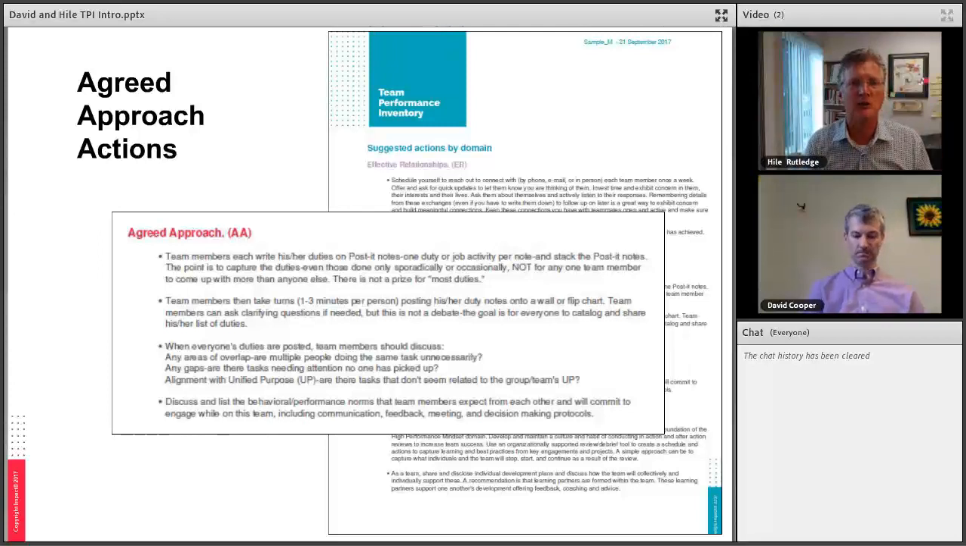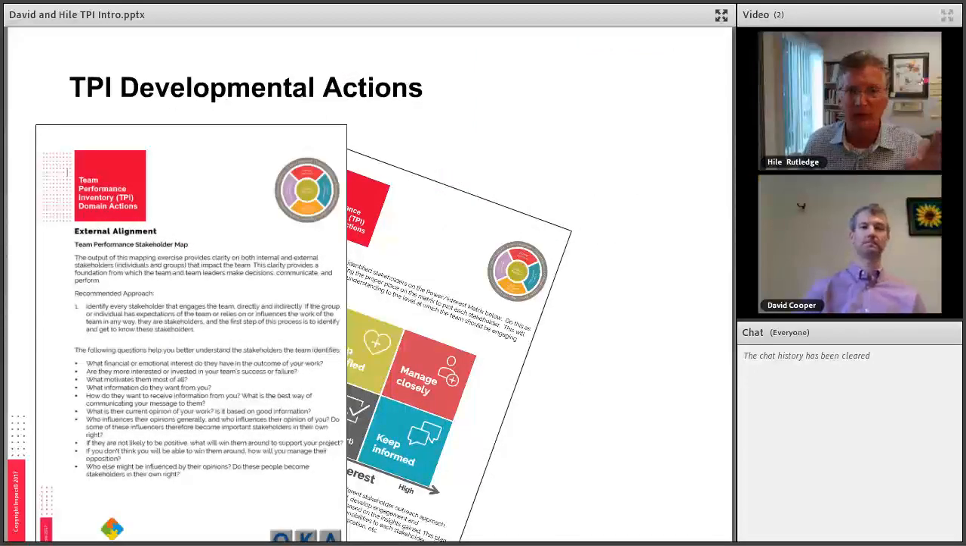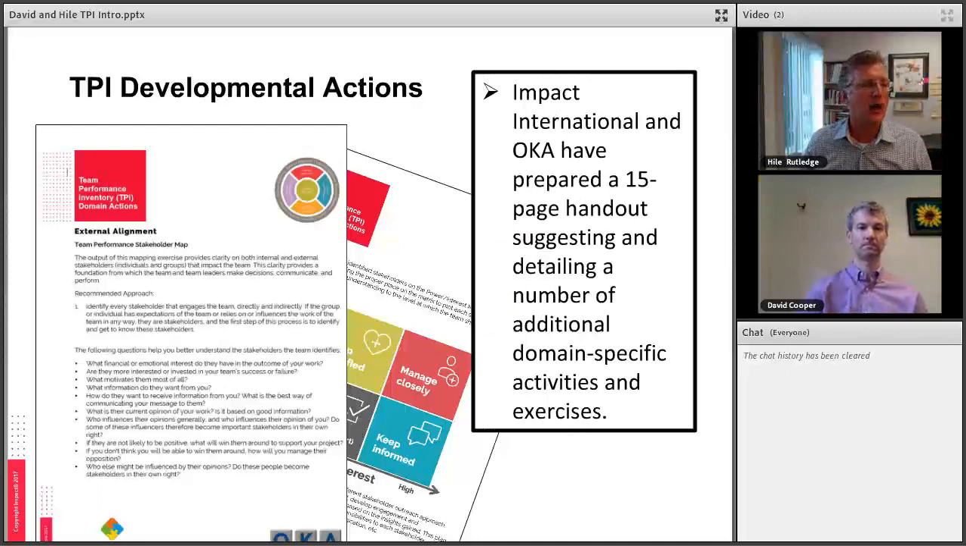We wanted to make sure that these were not necessarily easy to do, but simple and well-described actions that could take people toward, in this case, agreed approach. So there are a lot of actions there. The whole report drills down to an action plan and wants to pivot to activity. When you come through the certification workshop, which we'll talk about in just a second, Impact and OKA have come up with this handout of 15 pages of additional exercises, some that are focused on a particular domain and some of which do multiple duties.